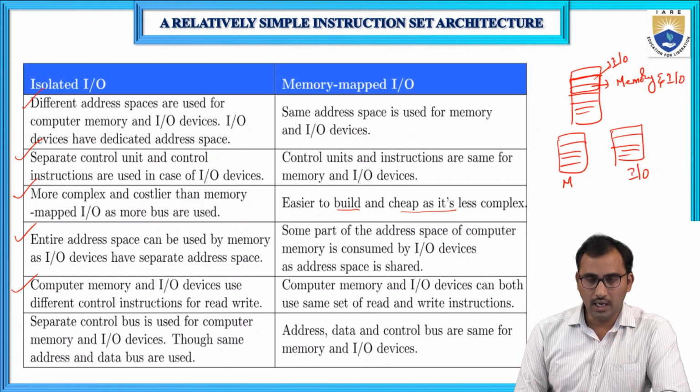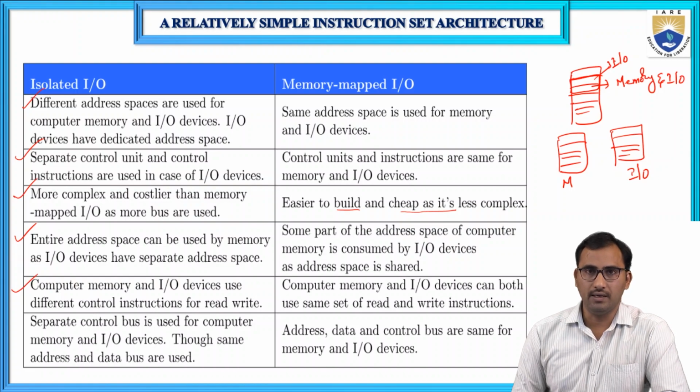In isolated I/O, computer memory and I/O devices use different control signals for read or write, as we have already seen. We have separate control signals for read and write for the memory and I/O. If you are reading and writing from the memory, then we use MEMR, memory read, and MEMW, memory write.